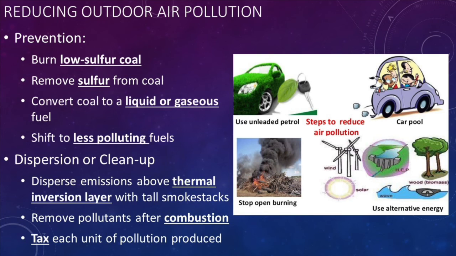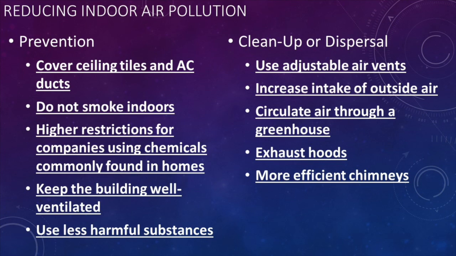We can reduce our impact by taking sulfur out of coal or using low sulfur coal, converting coal to a liquid or gaseous fuel, and shifting to less polluting fuels, such as renewable resources. As for cleanup measures, we have implemented the use of smokestacks that emit the pollutants we create above their thermal inversion line to help prevent the high pollution concentrations we see with them. Remove pollutants after combustion through the use of scrubbers and smokestacks, and tax pollution generation to promote more sustainable usage of products and materials.